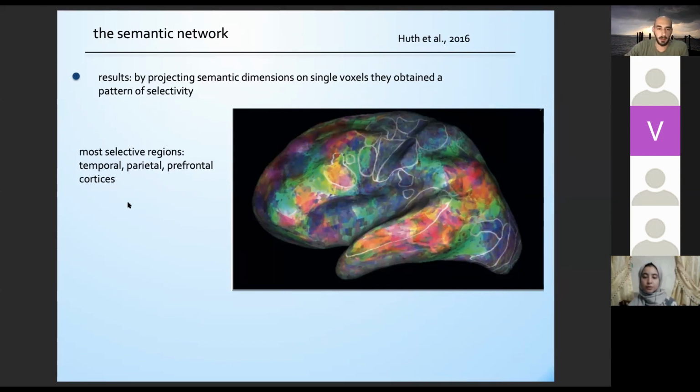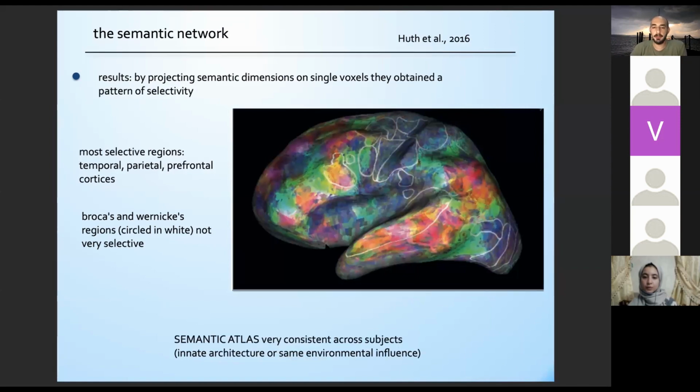Okay, so now this is not telling us a lot, but I will tell you something more understandable. So yeah, Broca's and Wernicke's regions were not very selective, and the outcome of this was to build a semantic atlas. So which parts of your cortex are more selective for different linguistic dimensions. And this was very consistent across subjects. So one of the very first important results is that the atlas they came up with was very consistent through subjects.